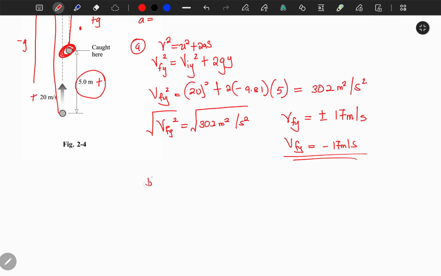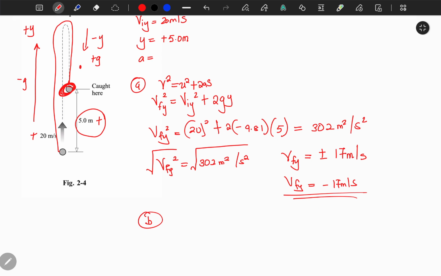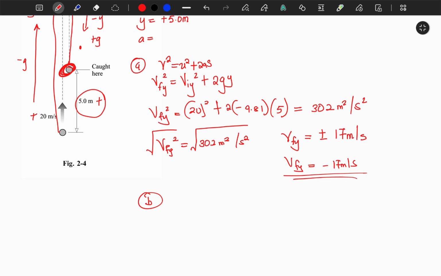Part B is talking about how long. When you hear the word how long, it is the issue of time. You need to remember that acceleration is given by final velocity minus initial velocity over time. We're looking for time, so they just swap themselves.